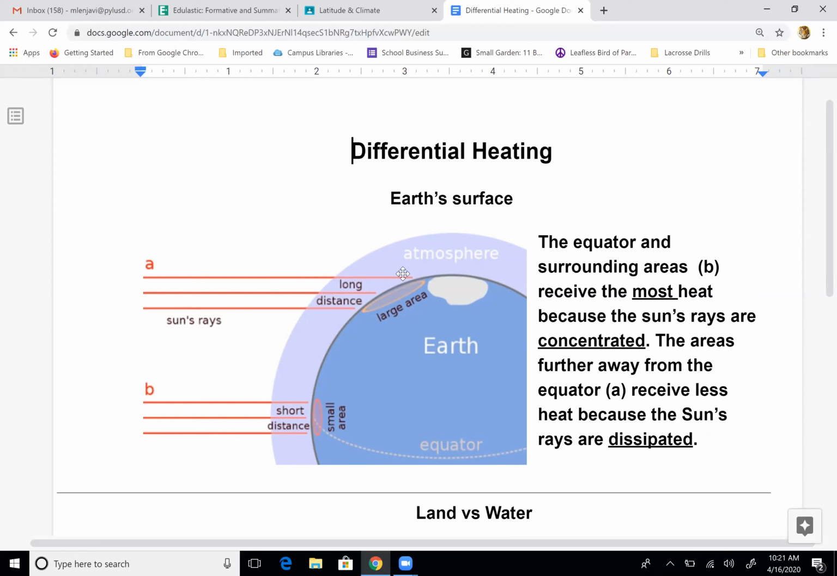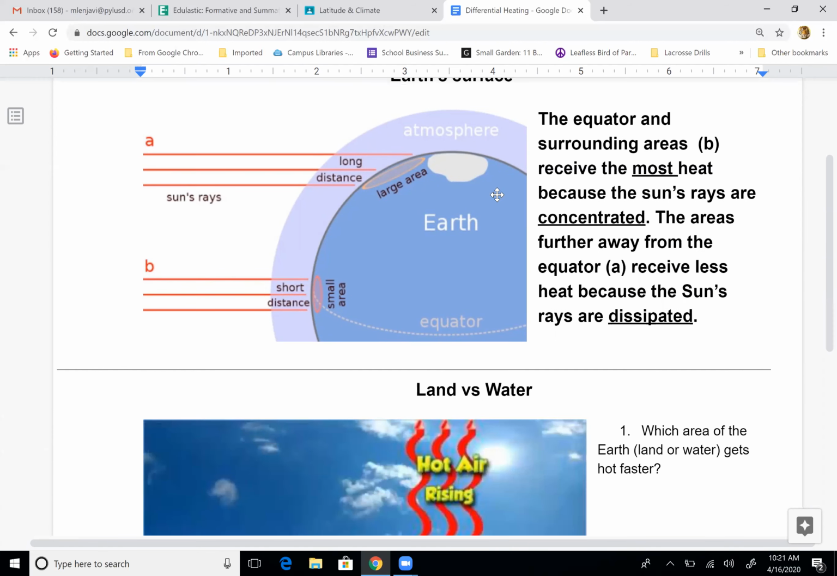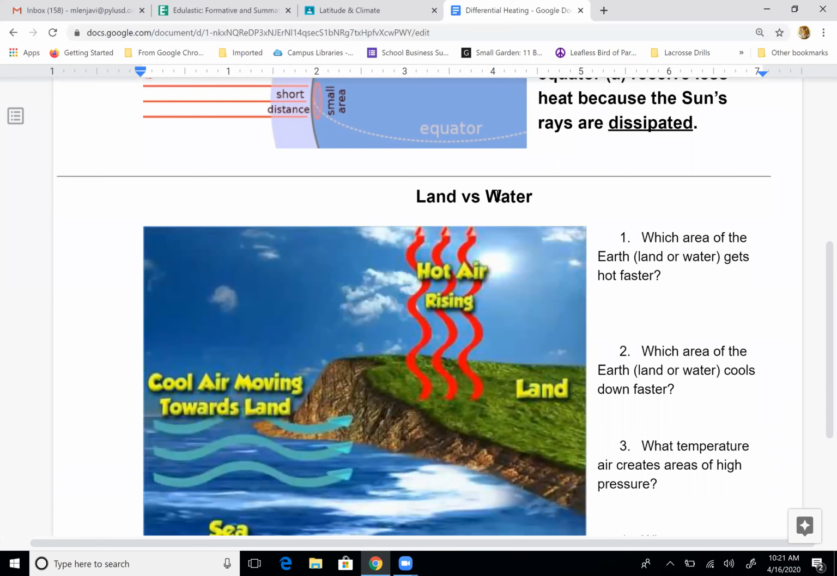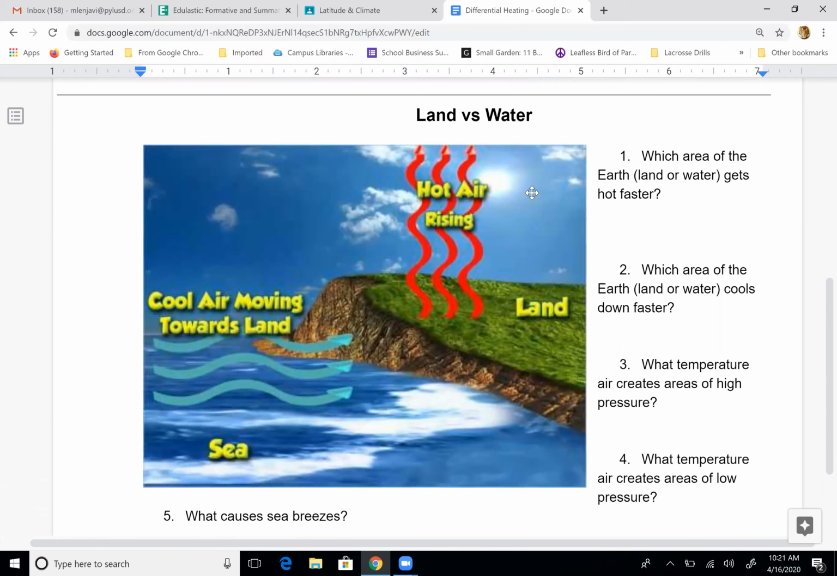Okay, so the sun rays are dissipated. There's less sun rays and more area. And so you have cooler temperatures by the poles away from the equator. So that's differential heating for the Earth's surface. And then when we get to differential heating, the difference of heat between land and water, we have a phenomenon that happens on Earth where land heats up and cools down much faster than water.